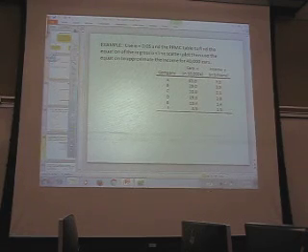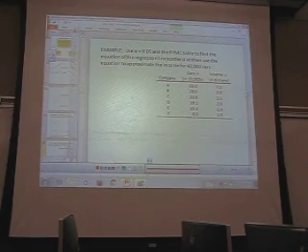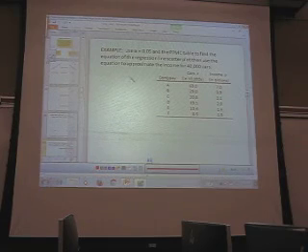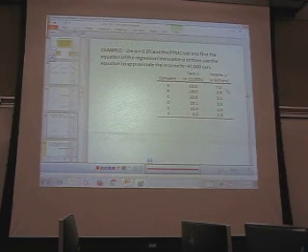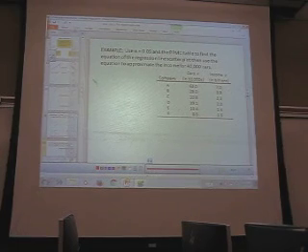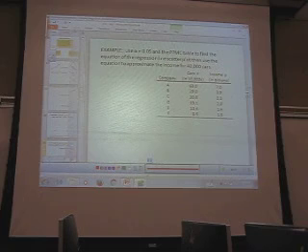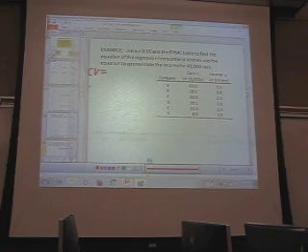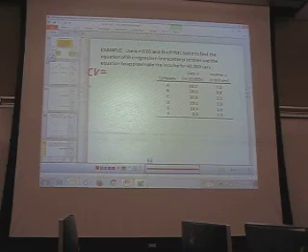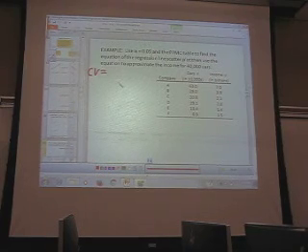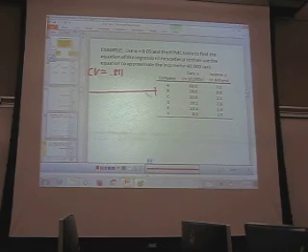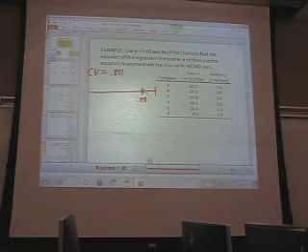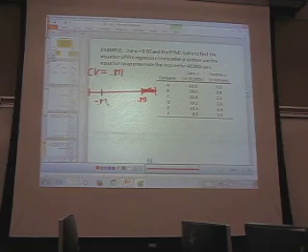Here's an example. I think this is at the bottom of your page. Here I'm going to use alpha equals 0.05. My degrees of freedom is 4. What's my critical value? 0.811, and negative 0.811.